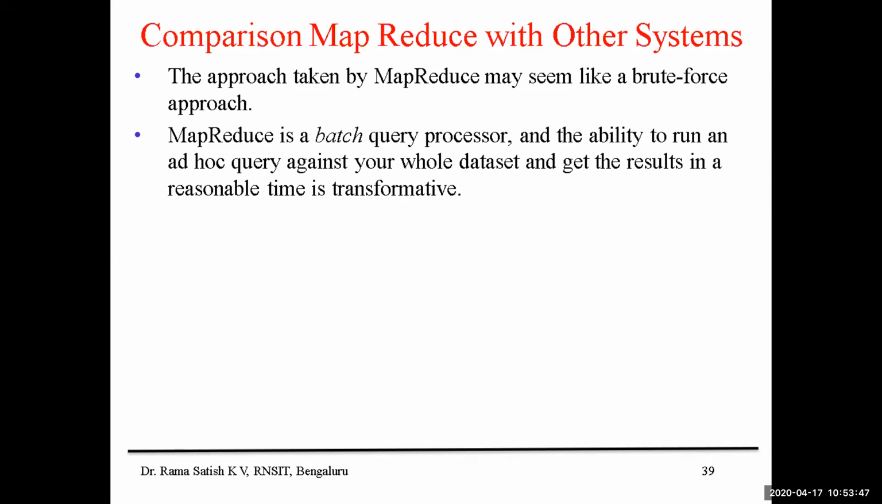And observe, MapReduce is a batch query processor. It will never execute one by one. It will collect a set of statements and execute the set of statements at once. And it has the ability to run an ad hoc query. Ad hoc query means a query which is not a regular one. You can ask very different, very join-oriented queries, and you can think of projections, sort of unusual queries. We call them ad hoc queries against your whole data set, and of course get the results in reasonable time.